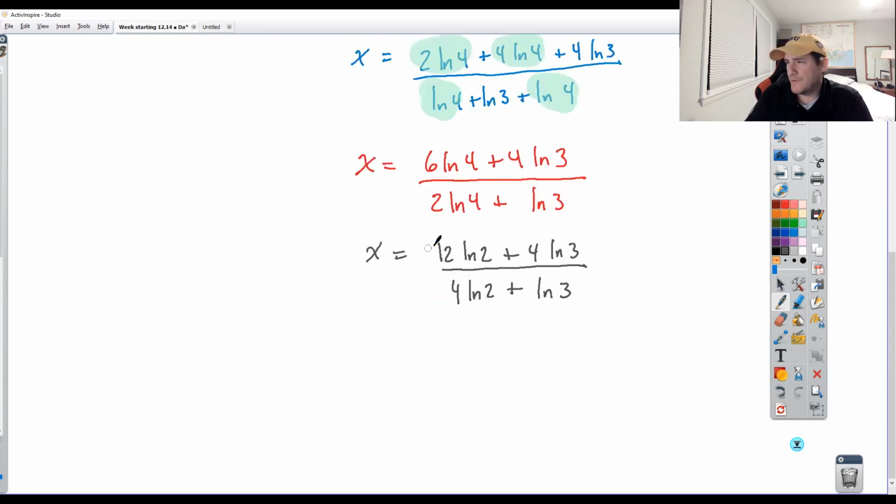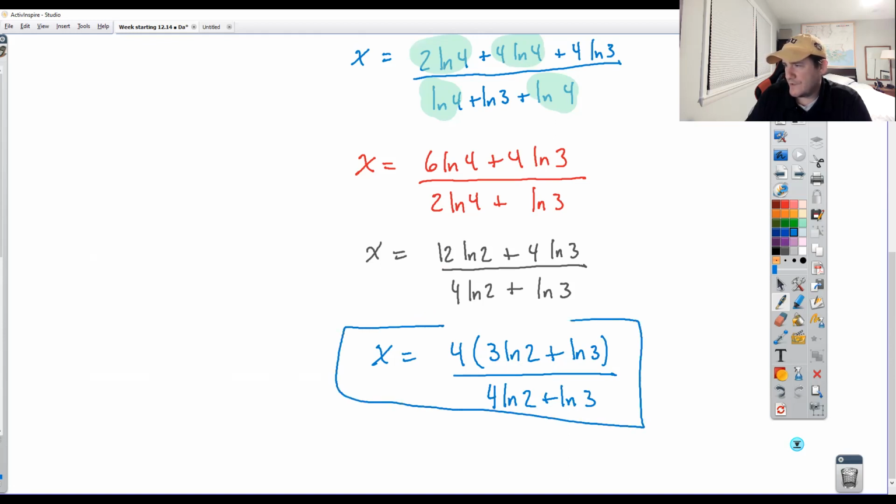We could factor a 4 out from here, but then you'd be too tempted to cancel it with that 4, and you can't because this guy doesn't have a 4. So maybe I'll factor it out anyway though. So 4 times 3 ln's of 2 plus a single ln of 3 all over 4 ln 2 plus an ln of 3. In terms of just breaking it down that way, this would be the best you could do.